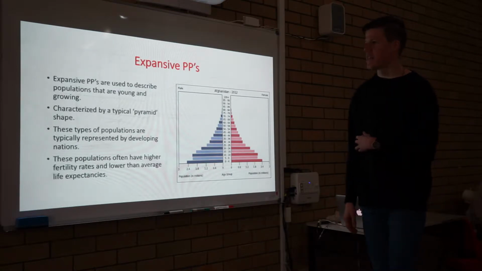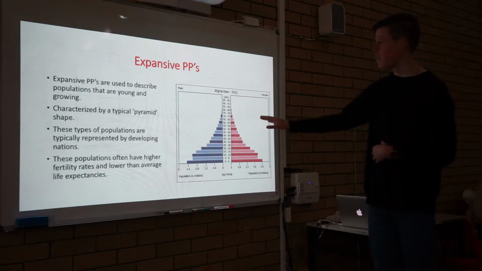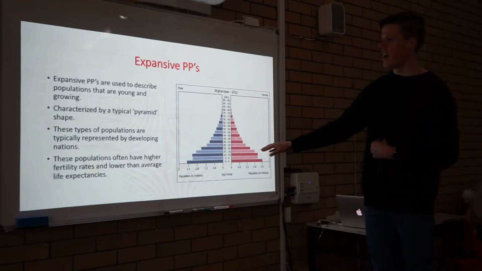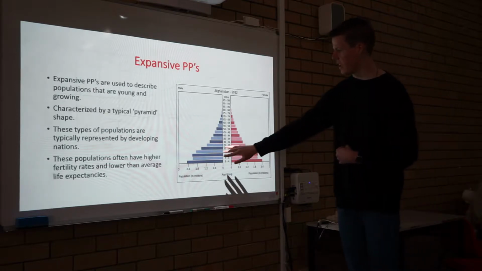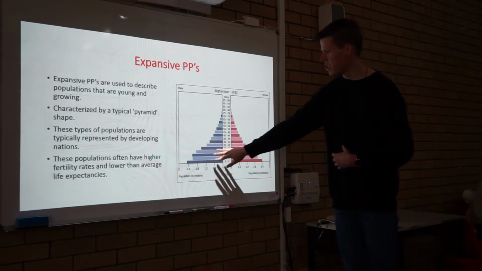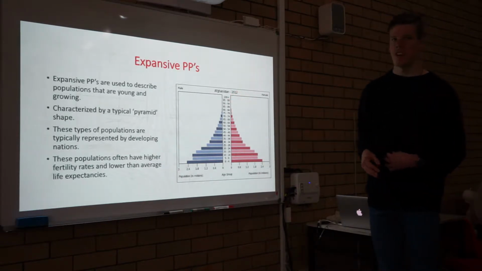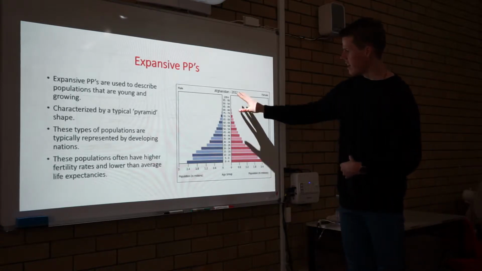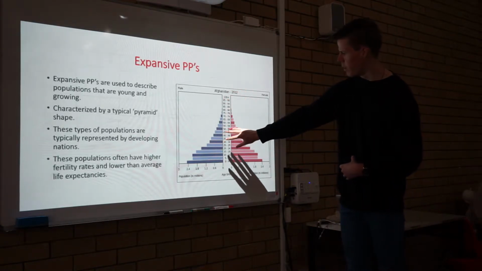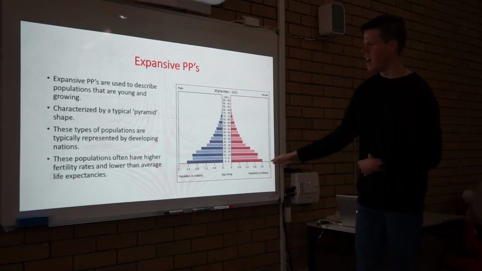The first type that we are going to have a look at is that of an expansive population pyramid, as we can see here. They are populations that are young and growing. So as we can see here, there's a huge young population and a tiny older population. They are characterised by a typical pyramid shape. So as we can see here, if you take everything away besides the blue and the pink, it will look like an actual pyramid going up and down.